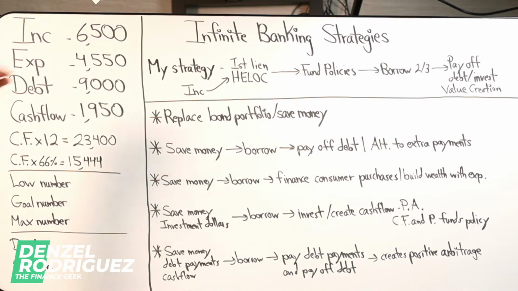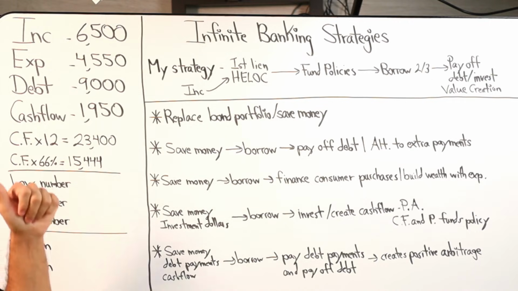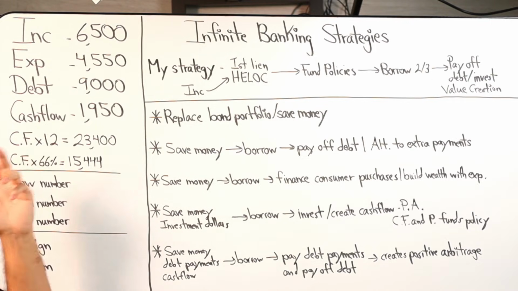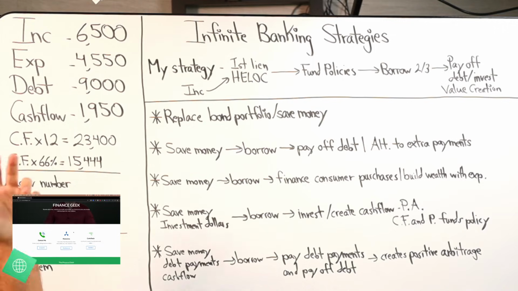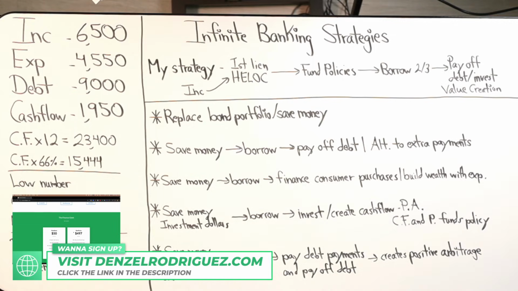Here's a case study. We have someone making $6,500 a month, net take-home. Expenses are $4,550. We have a total debt of $9,000, not a whole lot of debt. They're not a homeowner. And we have a cash flow of about $1,950.